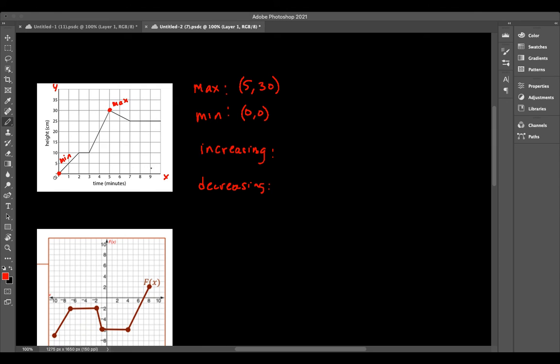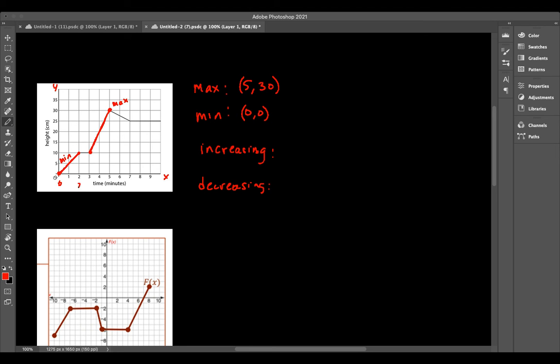Now, the increasing and decreasing. Okay, so let's look at the increasing. Basically, it says the x has to increase and the y has to increase. So looking at it right here, from here to here is an increasing portion, right on the line. This right here is also an increasing portion, right here to here. So looking at it, here's the endpoint.